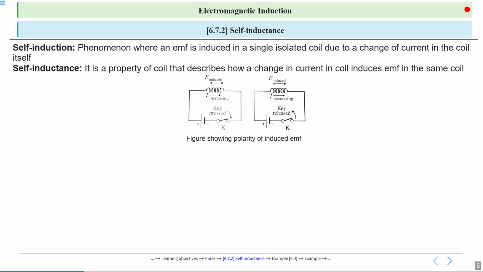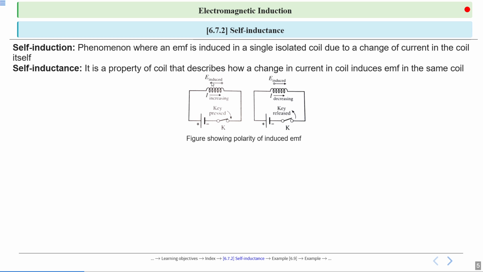So this is the diagrammatic representation. You can see in the first diagram, the key is pressed. When the key is pressed, current will start increasing from 0 to I. We have discussed this tapping key experiment, Experiment 6.3, Faraday's third experiment. When the key is tapped, current increases from 0 to I in a very, very small time, in milliseconds or microseconds. For that small time, current is changing from 0 to its maximum value.